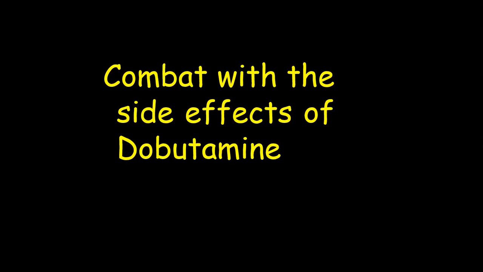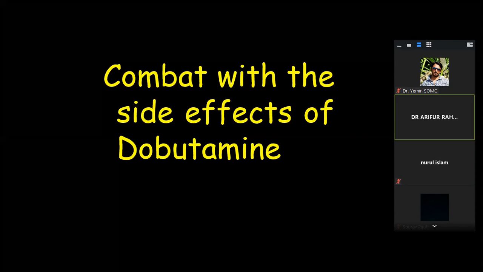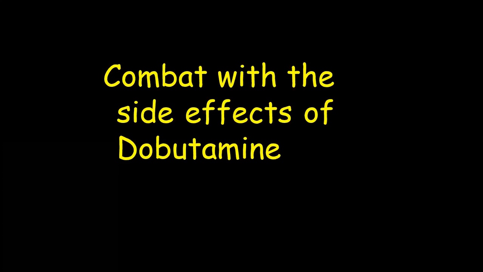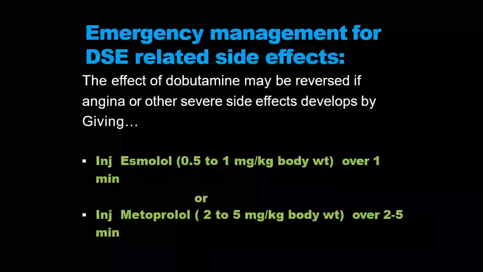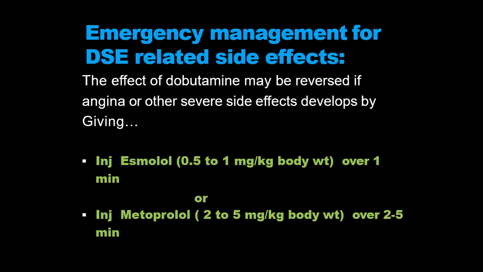When we give intravenous dobutamine to a patient for stress echocardiography, we should be ready to control its side effects. Some emergency medication may be needed at hand. The effect of dobutamine may be reversed, if angina or other severe side effects develop, by giving injection esmolol over 1 minute or injection metoprolol over 2 to 5 minutes. These are the emergency drugs we have to keep at hand while giving dobutamine stress echo.